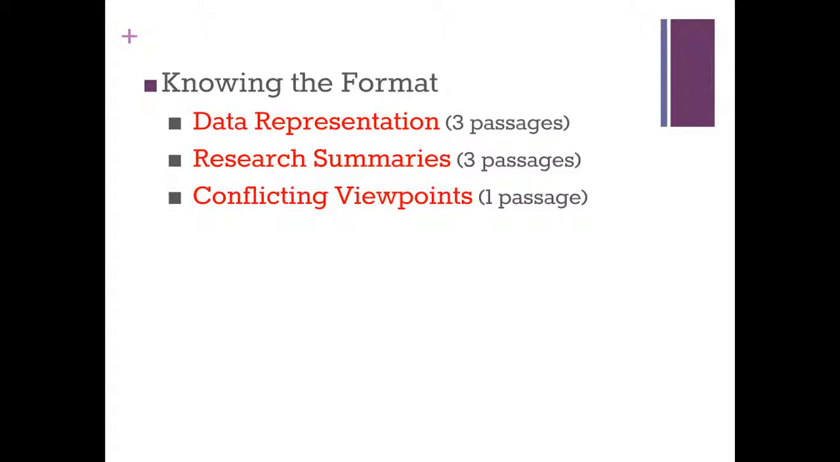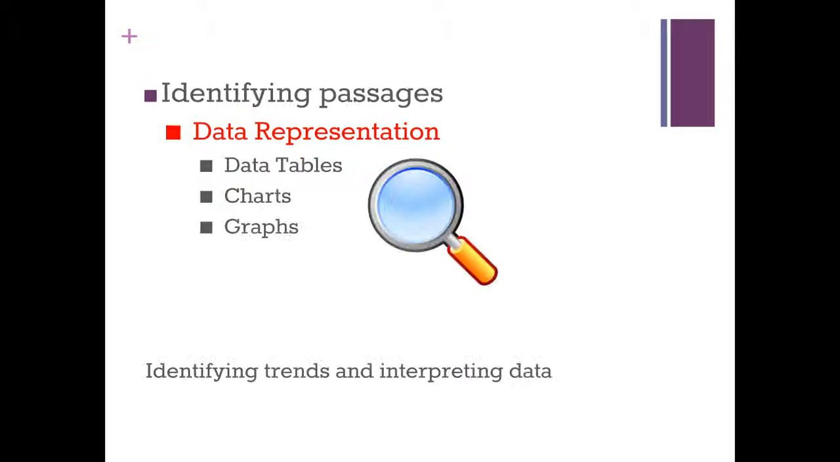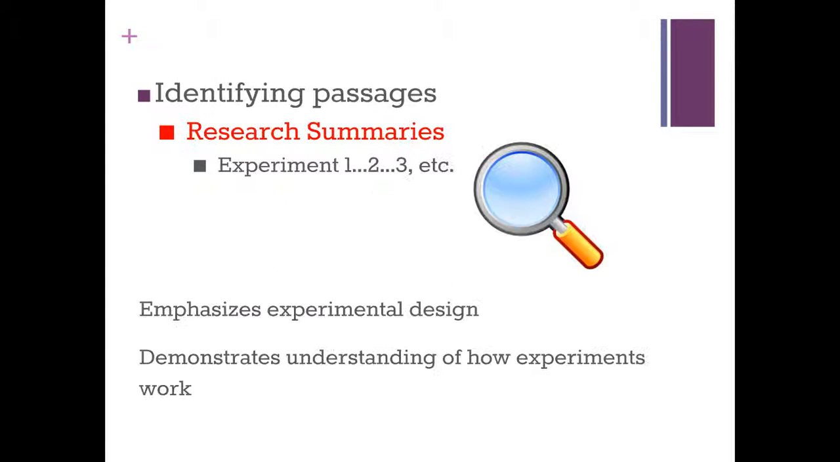Data representations, research summaries, and conflicting viewpoints are the 3 types of passages. And if you end up with a data representation, there's something that really identifies it, and that is anytime you see data tables, if you see charts, if you see graphs, that is your first indicator that it is a data representation question. And in that question, essentially what you're going to be doing is identifying trends and interpreting data. So being able to find patterns in data is a big part of this. So again, you can identify it with data tables, charts, and graphs. If you see that, you know it's a data representation question.